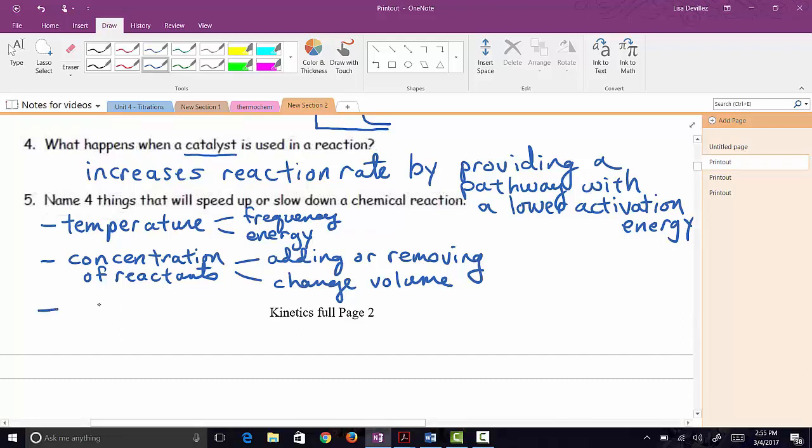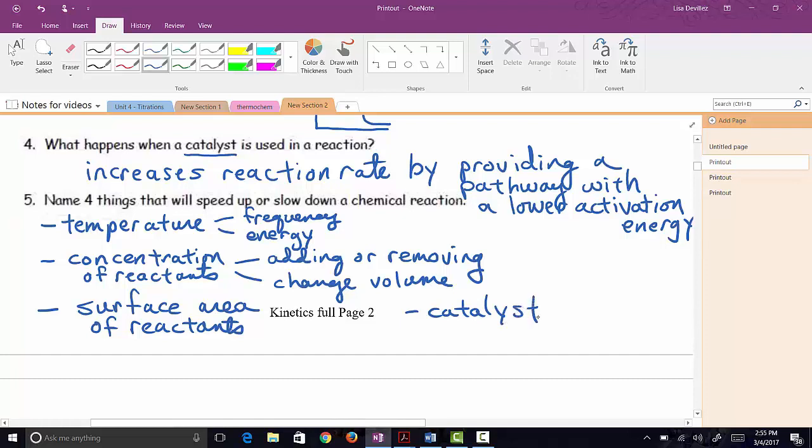The other thing we can do is change the surface area of the reactants. By that, I mean that if we, for example, grind the reactants up into a powder, that increases the ability for the reactants to interact with each other, which means we're going to have more collisions. So a greater surface area is going to speed up the reaction. And then the fourth thing, which we mentioned before, is that the presence of a catalyst will also change the rate of the reaction.